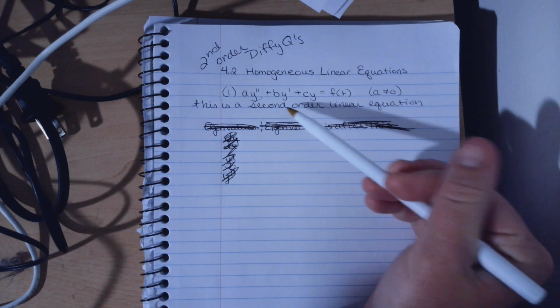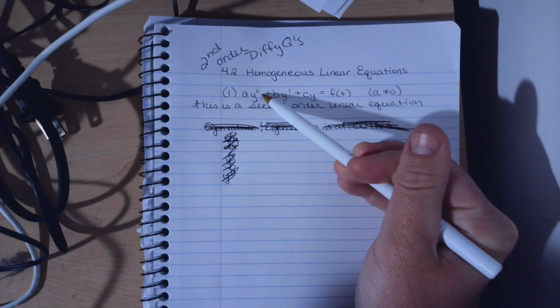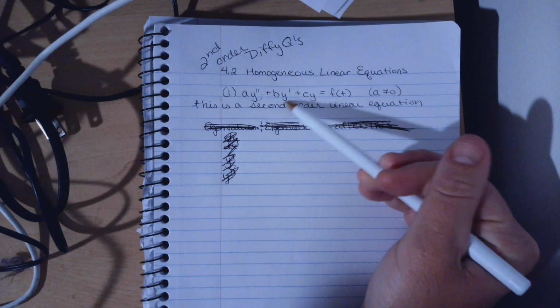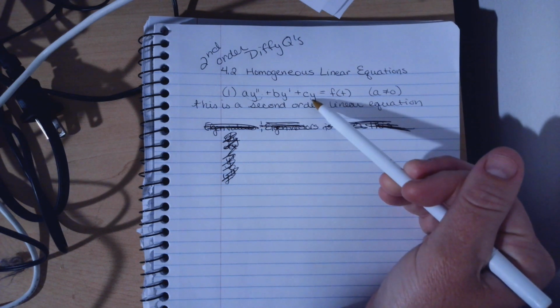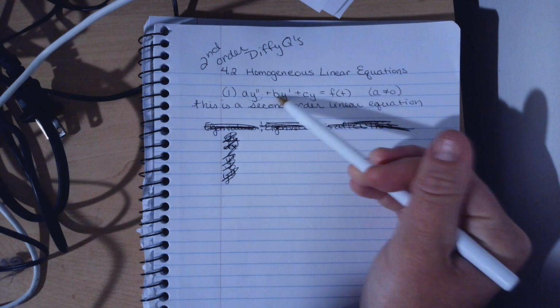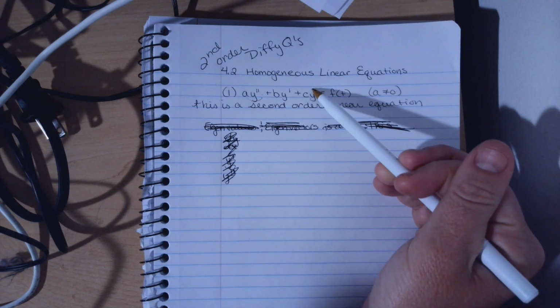So here's our second order linear equation. Again, it's second order because it's a second derivative. It's linear because I have my second derivative, my first derivative, and just my y, and they're not doing anything goofy, right? This isn't a y squared. This isn't a y times a y prime or anything like that, right?